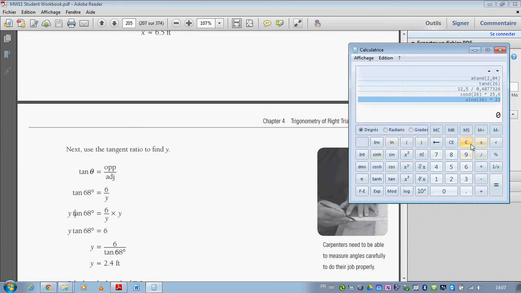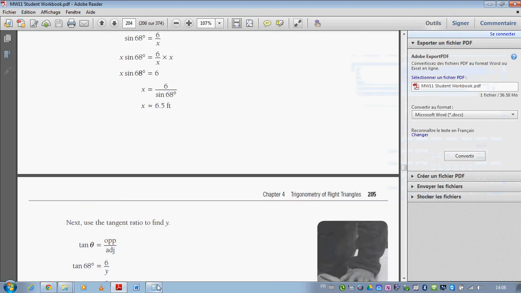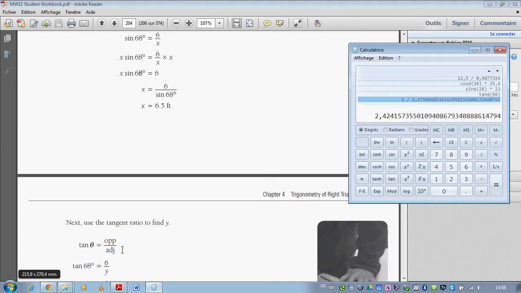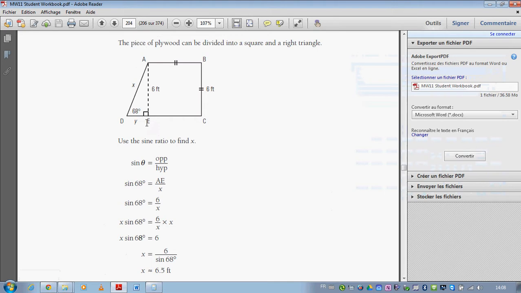So going ahead and figuring out what the tangent of 68 is, there it is, and then 6 divided by that gives you 2.4 feet, or 2.424. So this side right here is 2.424 feet. I'm going to write that down, 2.424 feet.